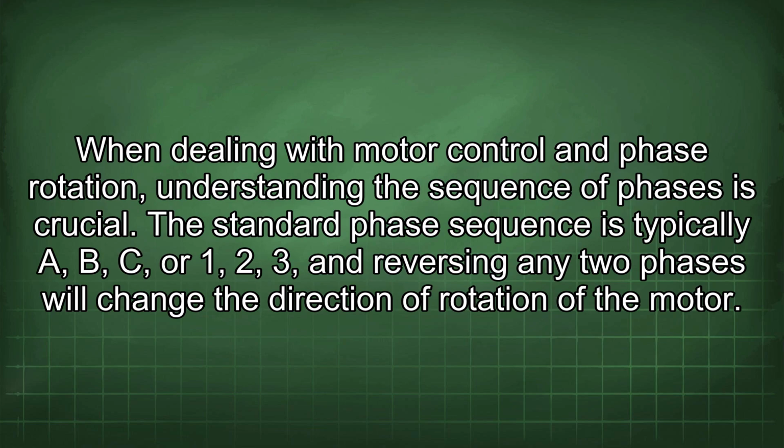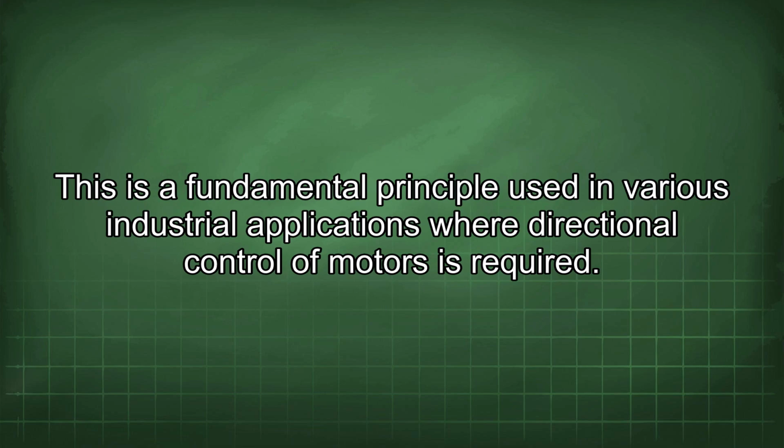When dealing with motor control and phase rotation, understanding the sequence of phases is crucial. The standard phase sequence is typically A, B, C, or 1, 2, 3, and reversing any two phases will change the direction of rotation of the motor. This is a fundamental principle used in various industrial applications where directional control of motors is required.